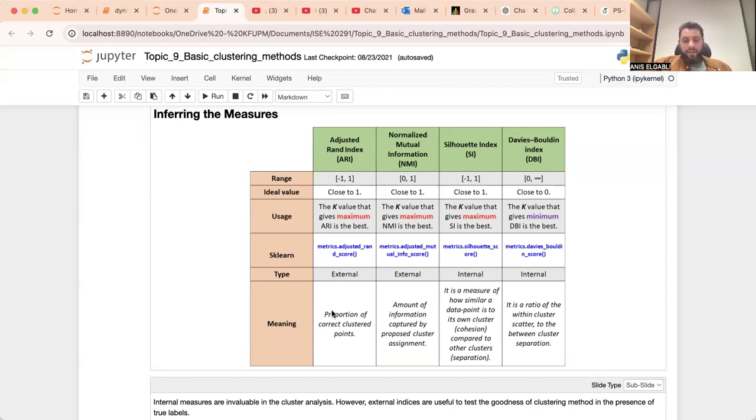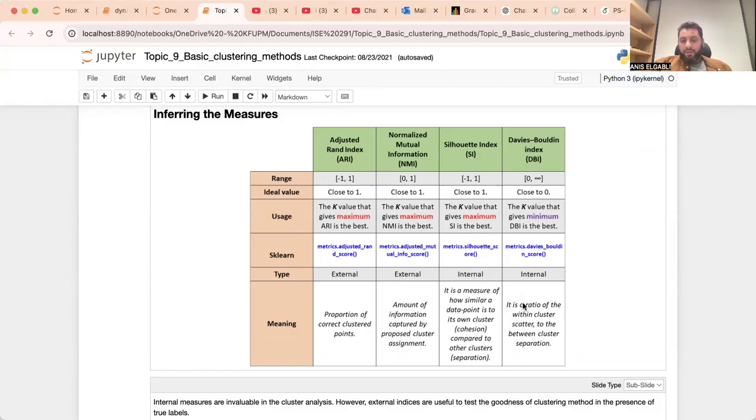So if you look, for example, here is the meaning. For the first one, it's the proportion of correctly clustered points. So actually, this translates to the accuracy in the context of classification, right? So higher accuracy is better, of course. This one is rooted in information theory. It's about how much information is captured by every choice of K. These, as I said, are from the data. They do not use the actual label.